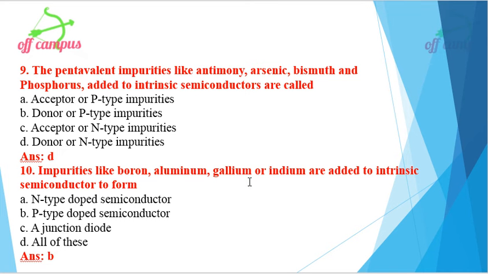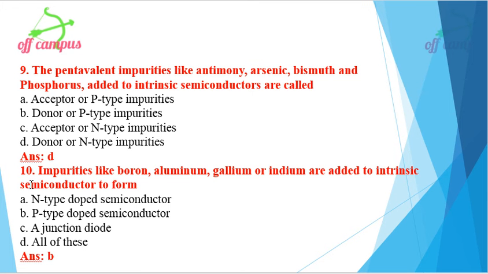Then question number 7: the pentavalent impurities. What are the pentavalent impurities? Like antimony, arsenic, bismuth and phosphorus, added to intrinsic semiconductors are called, four different options are given. Whenever pentavalent impurities are added, they are called donor impurities or donor atoms, or n-type impurities. Option D, donor or n-type impurities, is the right option.